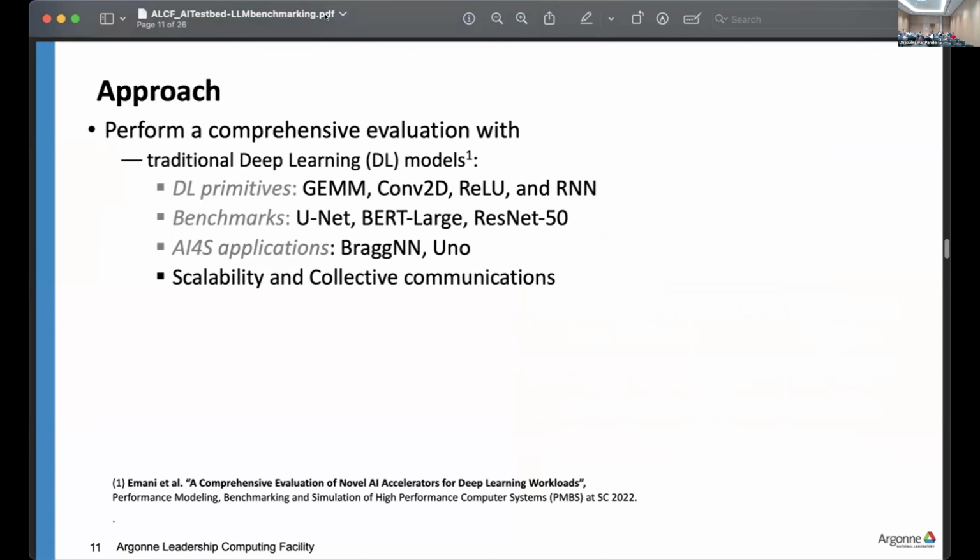The first step we did was traditional deep learning models, and we took core primitives like GEMMs, convolutions, and ReLUs, and some standard benchmarks. This was published in a PMBS workshop at SC. I know one or two systems were again on the first generation system, but this was giving a more comprehensive comparison of these systems for these particular benchmarks.